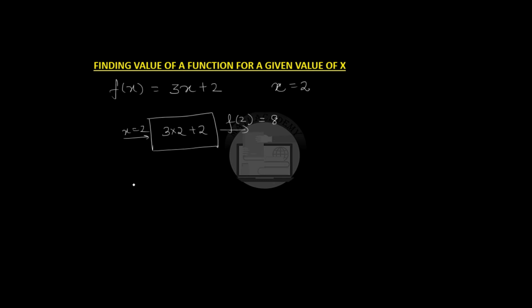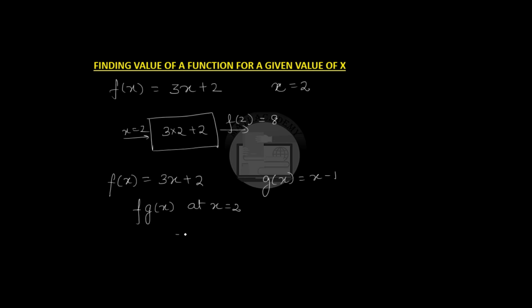Then we multiply this 3 by 2 and add 2 to it to get f of 2 as 8. Okay, now in a composite function, the input to the function is another function. Rather than a value, it is another function. So if we have f of x as 3x plus 2 and g of x as x minus 1, and we want to find the value of f of g of x at x equal to 2.